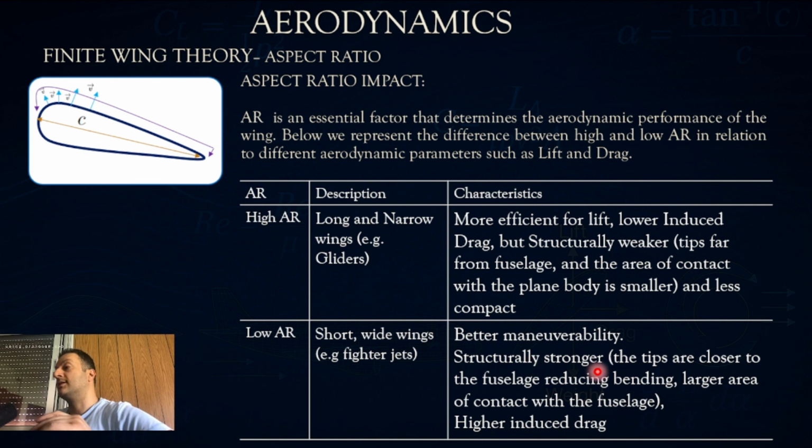So it is structurally stronger. Why? Because the tips are closer to the fuselage, reducing bending, and you have a larger area, reducing bending and deformation. They are less prone to be broken. Plus, you have a larger area of contact with the fuselage, which makes it structurally stronger, but at the same time you get a higher induced drag, because as we've seen, the drag has a direct relationship with the wing area, correct? Larger wing areas induce more drag.